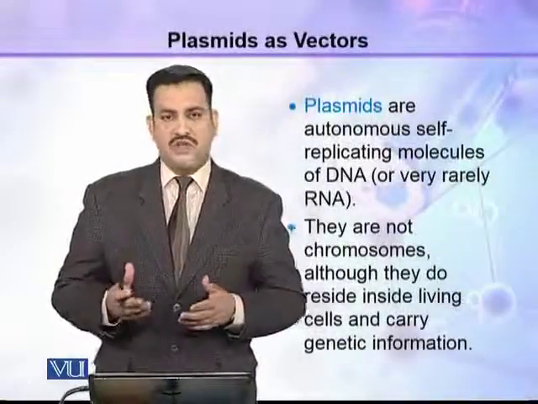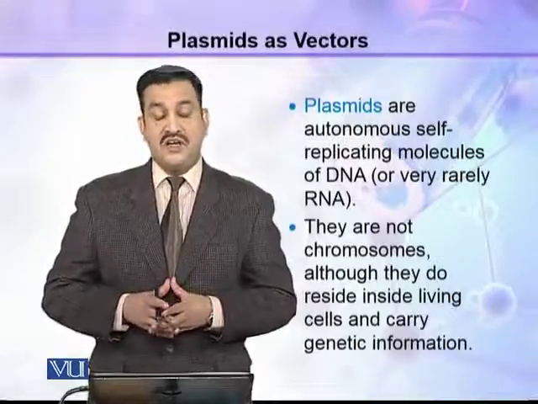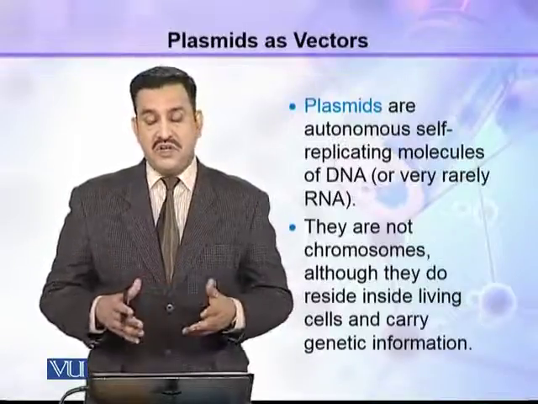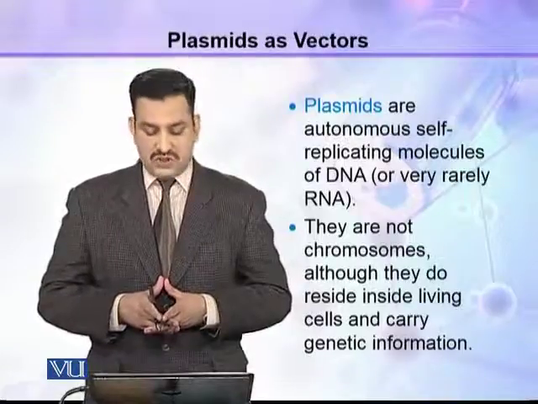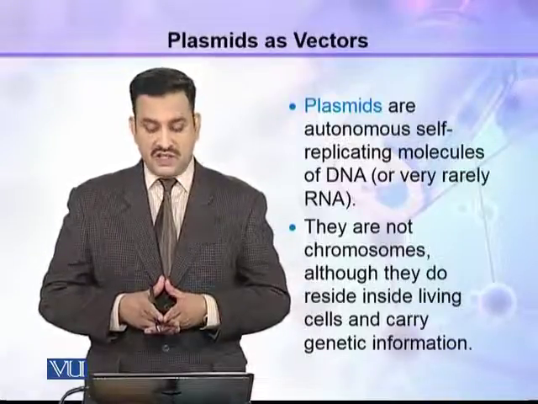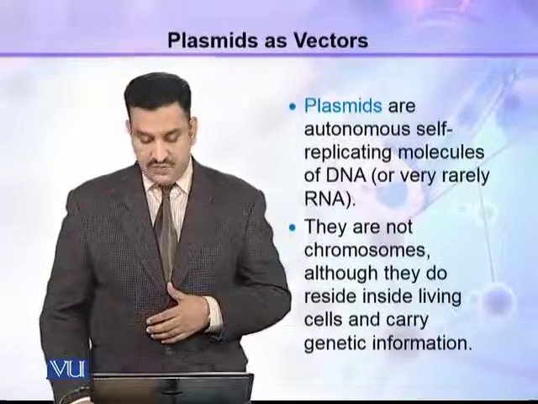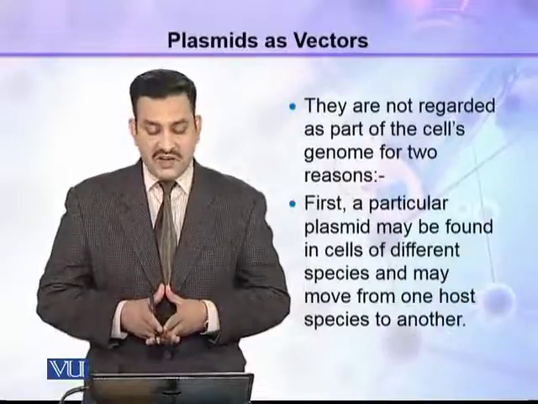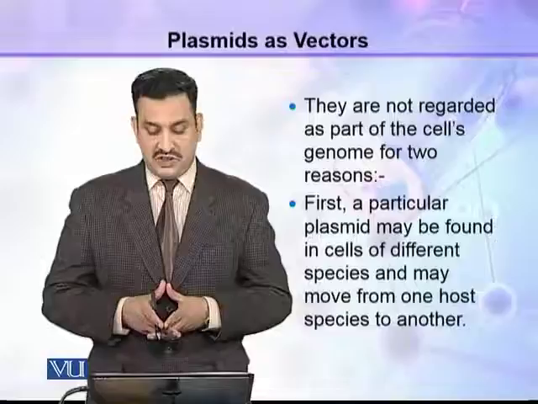Plasmids are autonomous self-replicating molecules of DNA, and very rarely they may be molecules of RNA. They are not chromosomes, although they do reside inside living cells and carry genetic information. They are not regarded as part of the cell's genome due to two reasons.